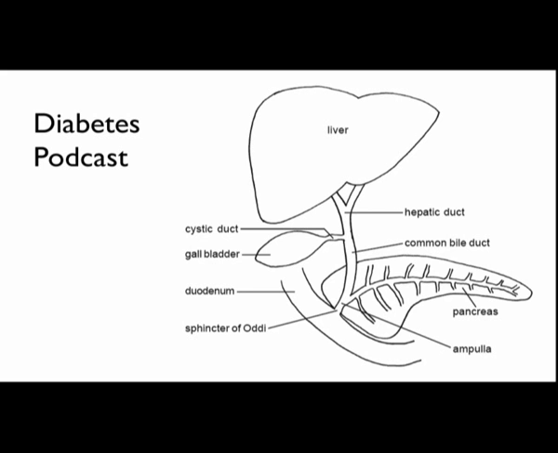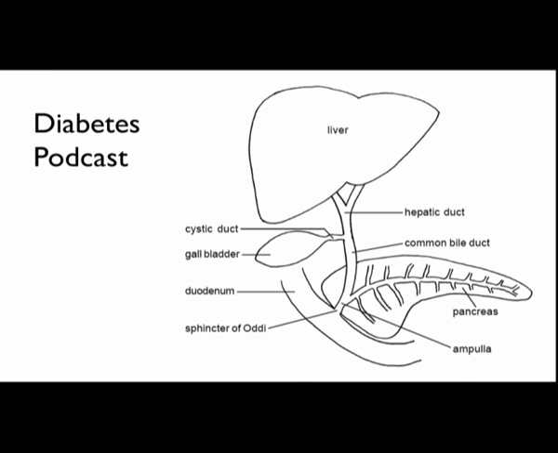Now, the pancreas is described as an organ with a head, a body, and a tail. It's located in the upper part of the abdomen, so it's below the diaphragm, and it's behind the stomach. It's a fairly posterior organ. And the head is towards the right-hand side, and the tail is towards the left-hand side. And the pancreas itself sits in the curve of the duodenum.